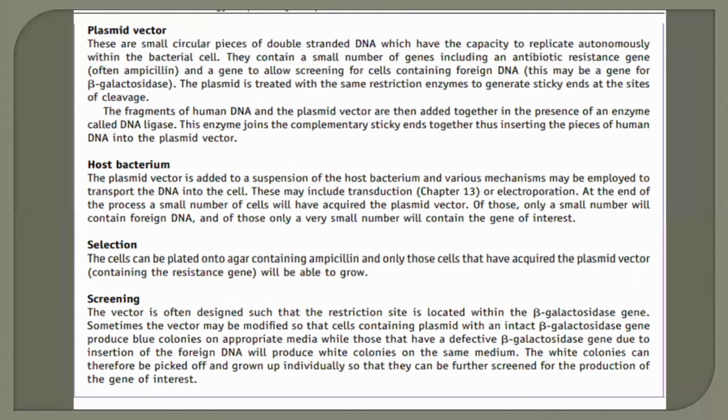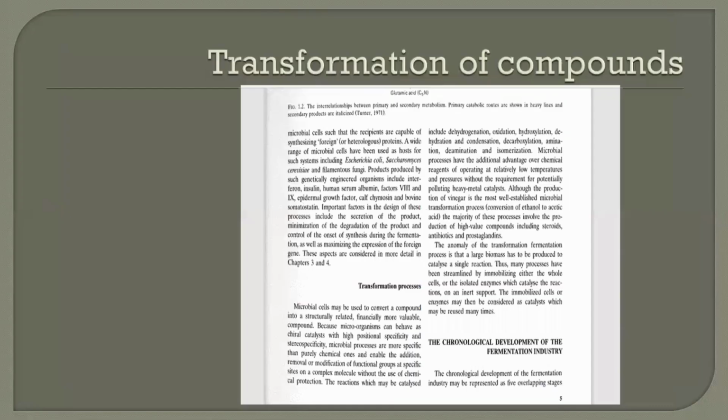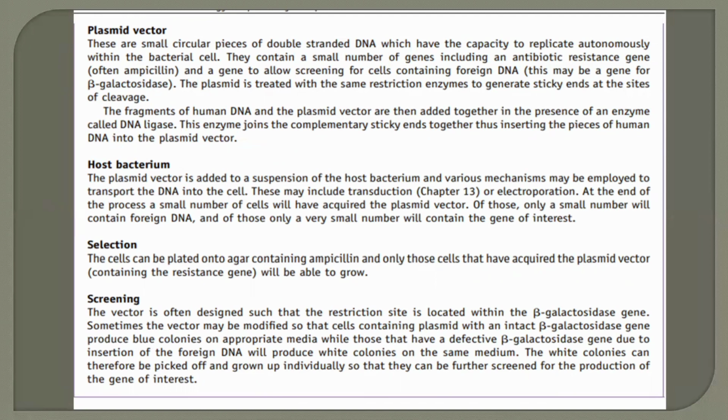Now, number two, we need to understand the plasmid factor. These plasmid factors are small circular pieces of double-strand DNA which have the capability of replicating autonomously within the bacteria cell. Plasmid factor contains small genes that are able to resist antibiotics, such as ampicillin. The host bacterium is the bacterium in which the plasmid factor and the desired gene are combined and placed for growth. It will allow the plasmid factor and the gene to grow.